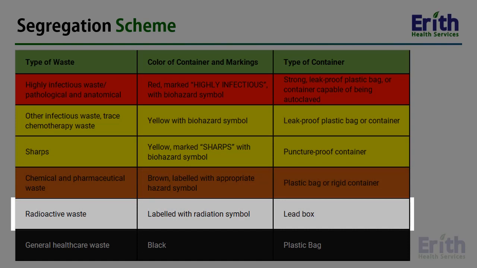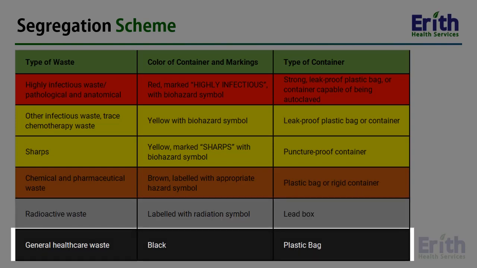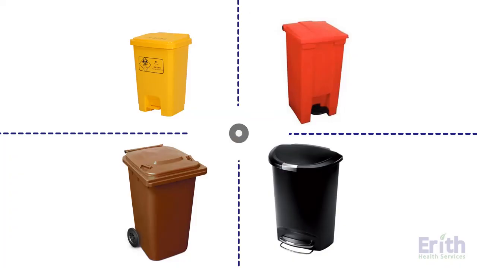Radioactive waste must be put in the lead box and should be labeled. The black bag should contain general healthcare waste. So the color-coded bins are the black bin, the yellow bin, the brown bin, and then the red bin. The black should contain general waste.